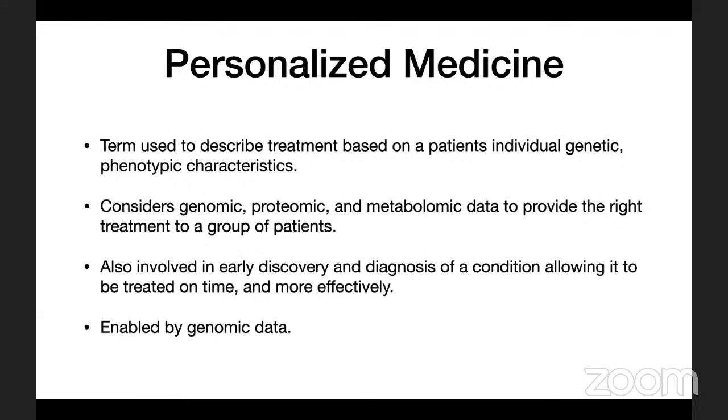Over here, we basically consider genomic and metabolomic data to provide a suitable treatment to a group of patients. And in personalized medicine, we also look at diagnosing a disease or a condition at an earlier stage so we can treat it on time. This is especially useful in cancer. And this is enabled by the vast amount of genomic data that is available.